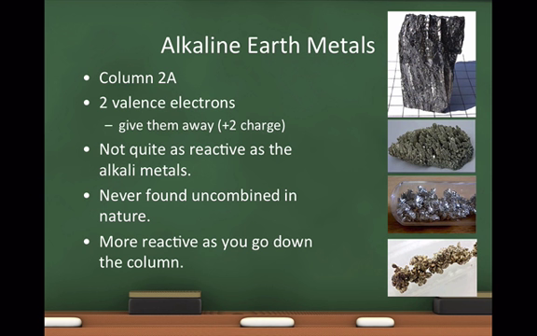The alkaline earth metals are in column 2A. They have 2 valence electrons, and they would like to give their 2 valence electrons away, so they form a +2 charge. They're not quite as reactive as the alkali metals that we just talked about, but they are still reactive enough that you never find them pure in nature. They're always found in combination with something else. And just like the alkali metals, they're going to get more reactive as you go down the column.